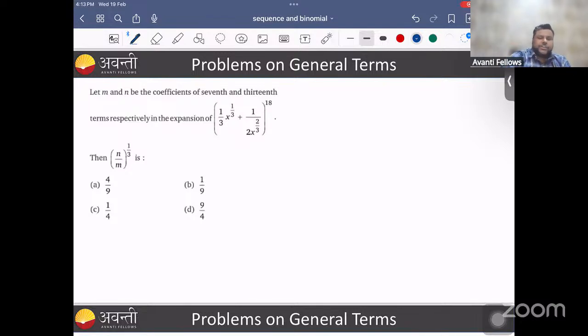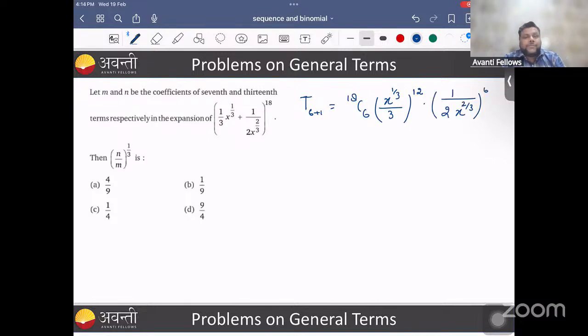All right, so let's do it together. First of all, m and n are the coefficients of the 7th term. So first I write the 7th term. The 7th term will be the 6 plus 1 term. That is 18C6 (x to the power 1 by 3 upon 3) to the power 18 minus 6, 12, and (1 upon 2x to the power 2 by 3) whole raised to the power 6. Understood? So that is 18C6, 1 by 3 to the power 12, 1 upon 2 to the power 6.